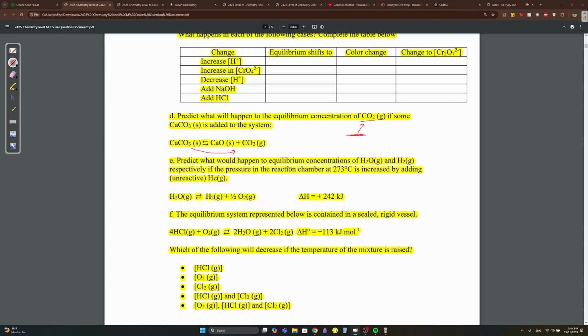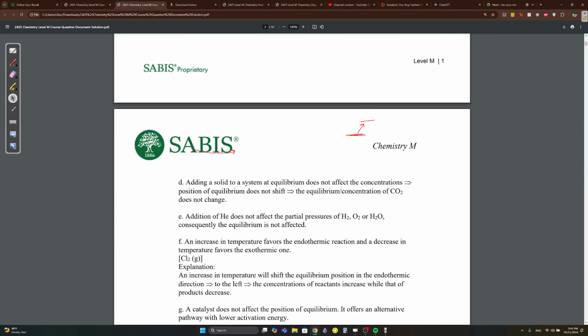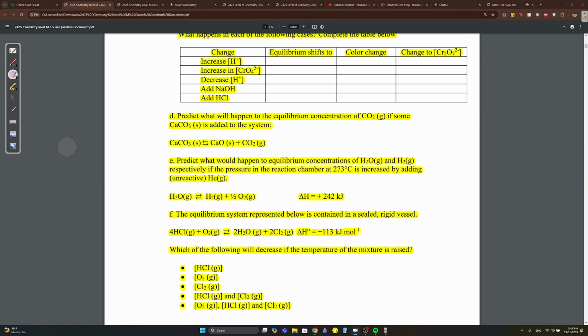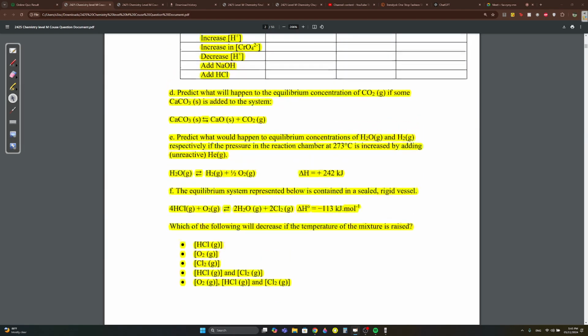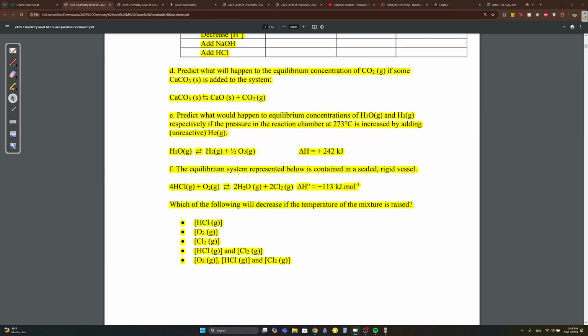Predict what would happen to the equilibrium concentration of H2O and H2 respectively if the pressure at 273. Let me just check the answer for part D, right? Oh wait, why does it not change? Oh, I see. Because CaCO3 solid is added to the system. You can only increase the concentration of gases and aqueous solutions. You can't increase concentrations of solids. So when you add a solid, nothing will happen, okay? That's a trick question, guys. Pay attention to these. Okay.